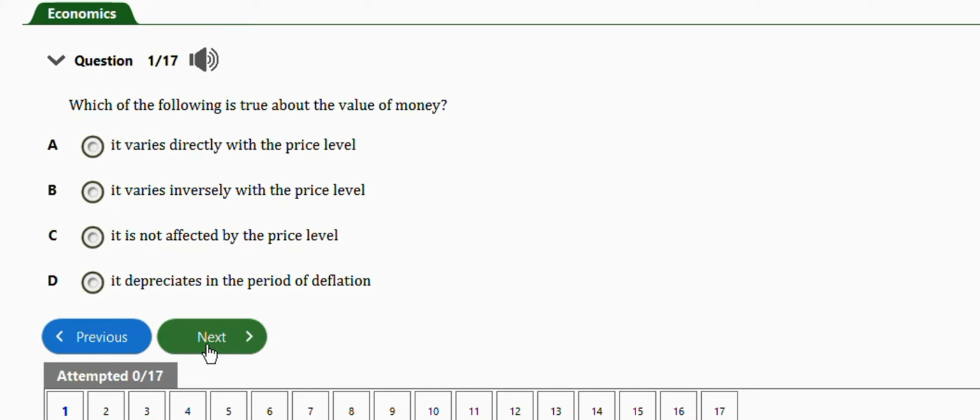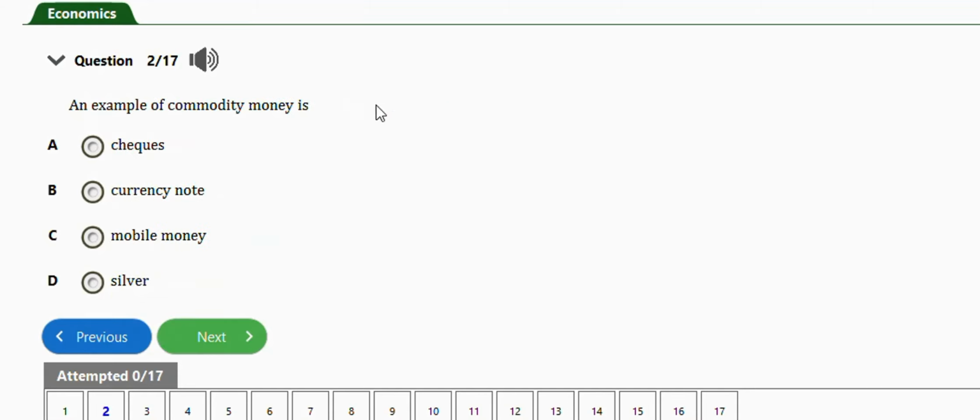Next question is this one. It says an example of commodity money is silver. Option D. Okay, silver, gold, these are examples of commodity money.